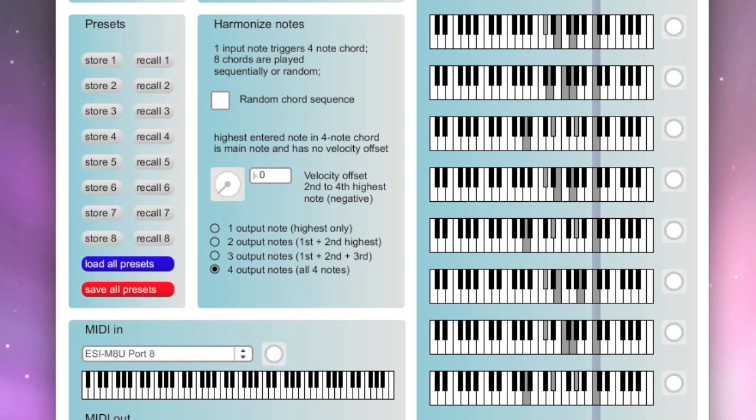There's the possibility to define a negative offset velocity for the lower 3 notes in the chord. These notes will get a lower velocity, often meaning that their volume is turned down compared to the highest note. So for example, when I keep changing the velocity offset, you will get this result.